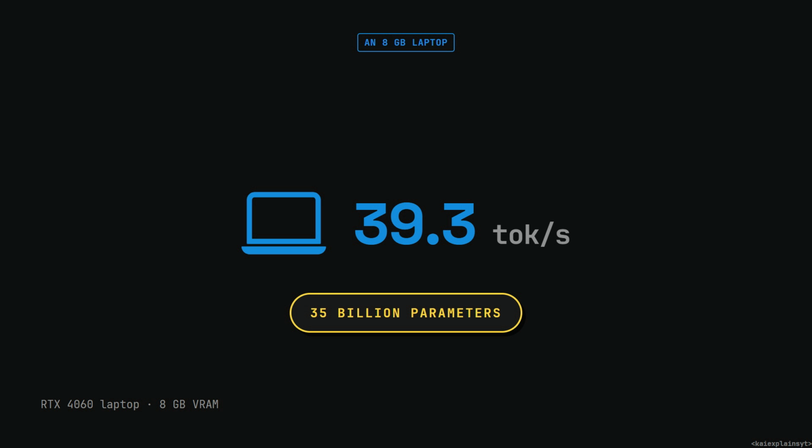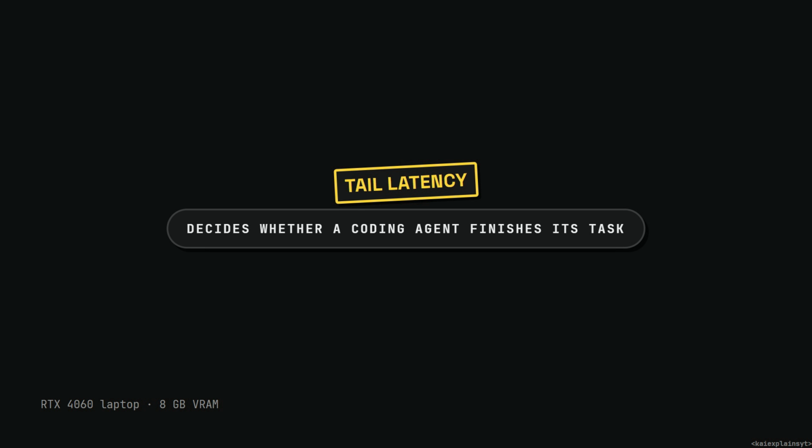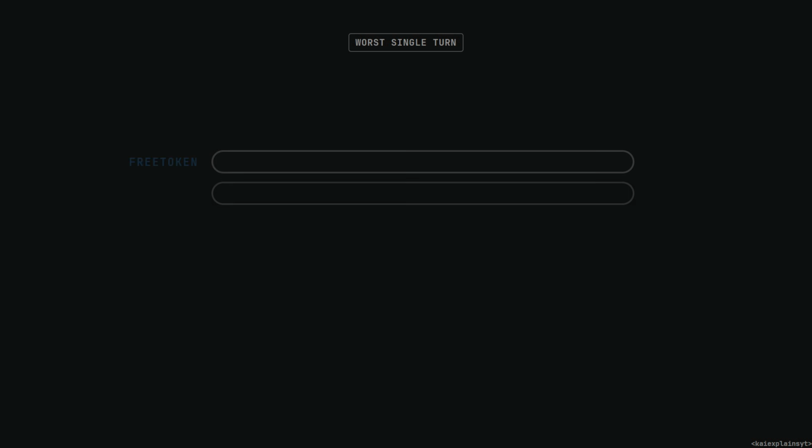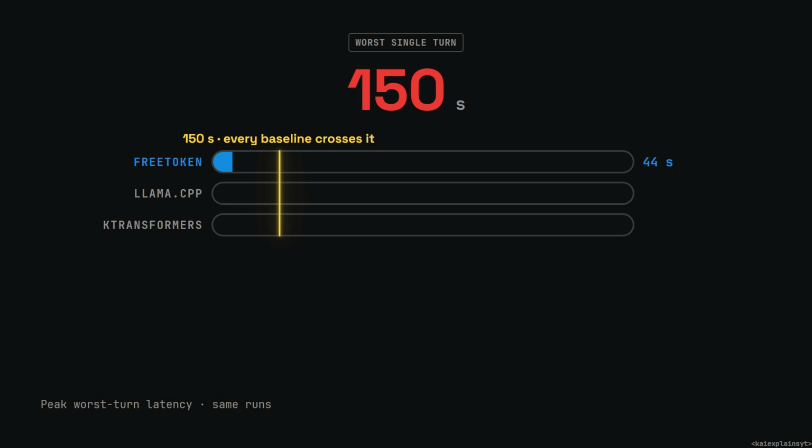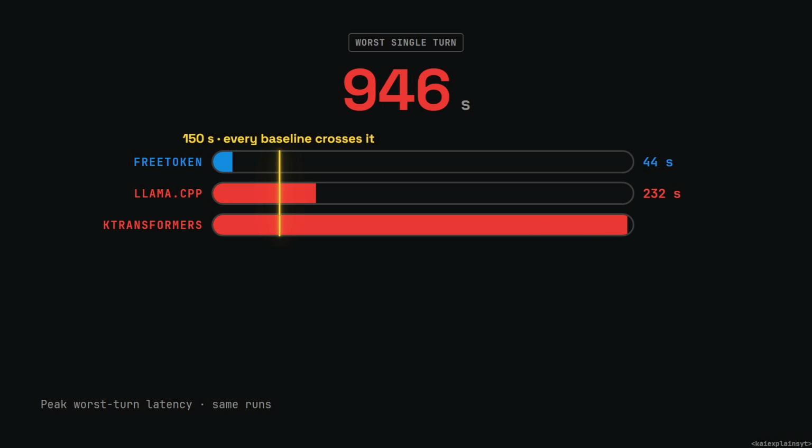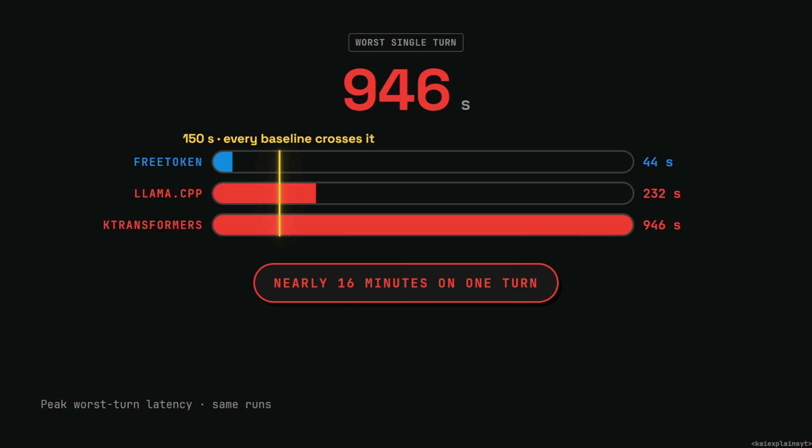The number I care about more is tail latency, because that's what decides whether a coding agent finishes its task. FreeToken's worst single turn stays under 44 seconds in every configuration they tested. Every baseline crosses 150 seconds somewhere, llama.cpp peaks at 232 seconds, and K-Transformers peaks at 946, which is nearly 16 minutes on a single turn.